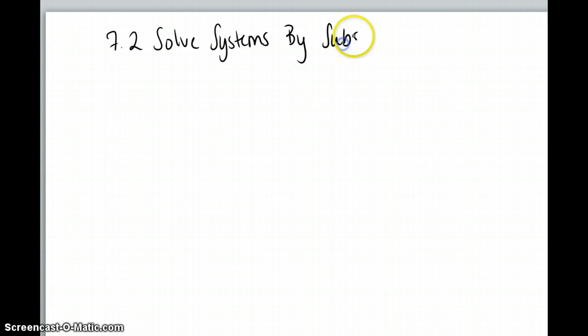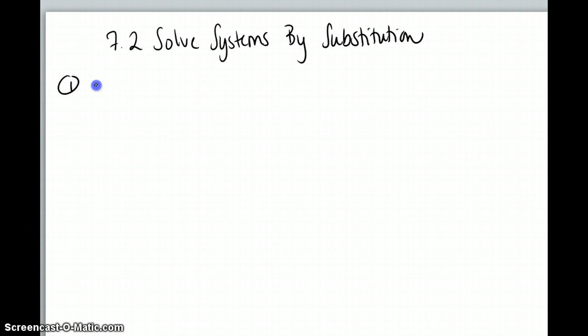So yesterday you learned about graphing. Today you're going to learn how to solve systems using substitution. And then on Thursday, you're going to learn how to solve systems using elimination. Okay, solving systems by substitution is exactly what it says. You're going to end up substituting a number in for a variable, or an expression in for a variable, in order to be able to solve for it.